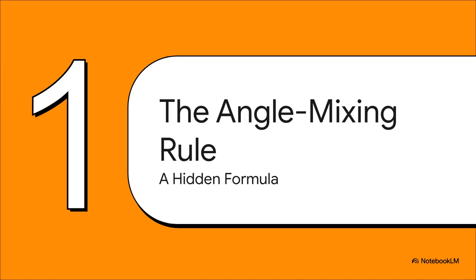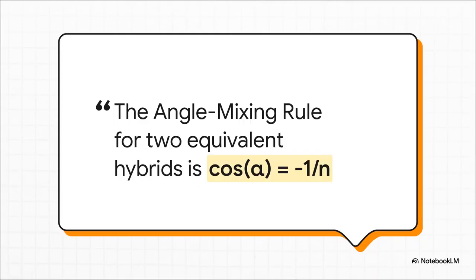To figure this out, we need a better tool. We need a formula that connects the geometry we can see with the hidden electronic structure we can't. And this is where it starts to get really, really cool. This is what we need. It's called the angle mixing rule.